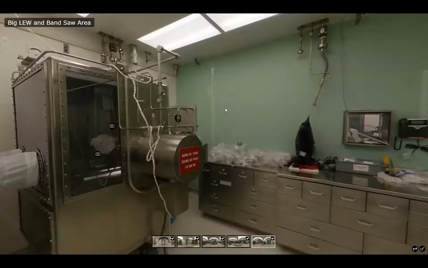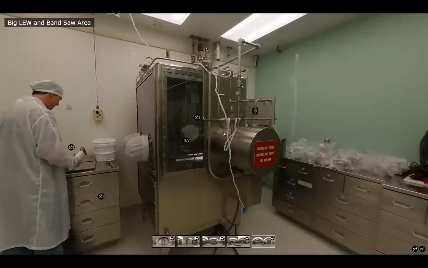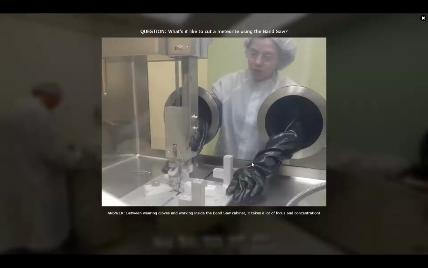Another way we can process meteorites is using this. This is our bandsaw cabinet. And again, it's all fed with nitrogen. And here's a quick peek of what it looks like when we're using the bandsaw cabinet. You can see the glove ports here. And what we do is we take a meteorite, we mount it onto this stage here that moves back and forth. And then the bandsaw blade is here and it's stationary, and you just push the meteorite through so that it can cut off a slab of that rock.